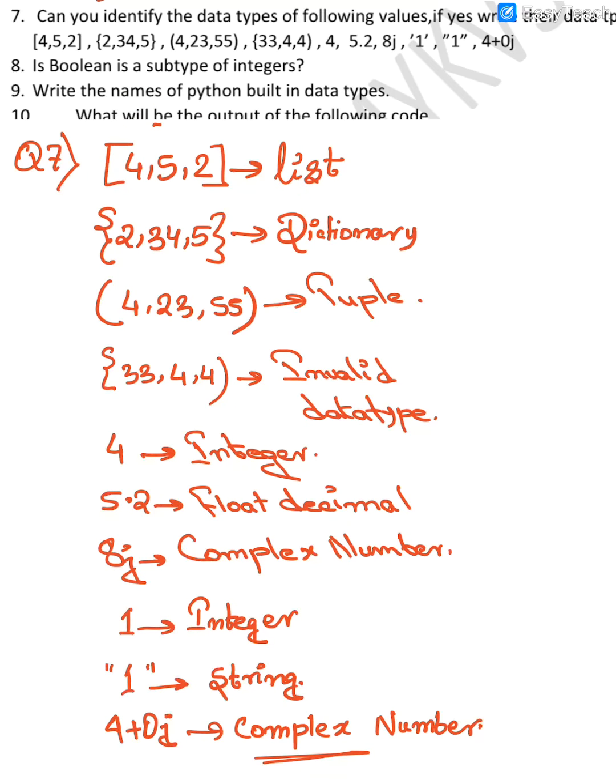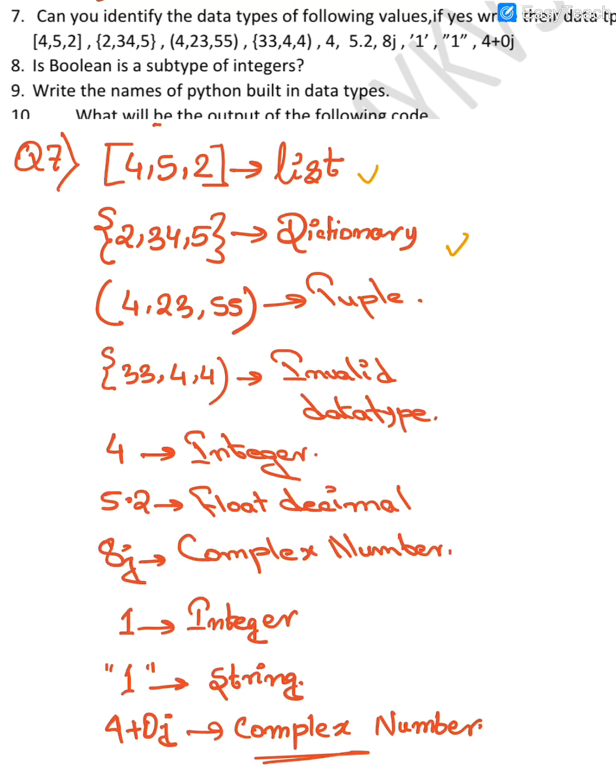Now we have to identify the different data types here. So 4, 5, 2, which data type is it? List. 2, 3, 4, 5, dictionary, which is a collection of values. Tuple. Basically list, dictionary and tuple are similar, but if you have the first bracket, that becomes a tuple, the second bracket, we have a dictionary, the third bracket, then it is a list. For the time being you have to understand it in this way.